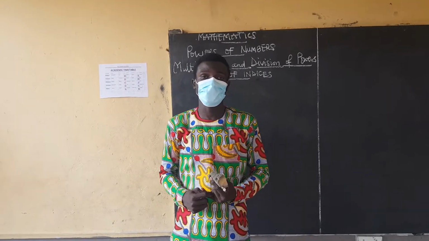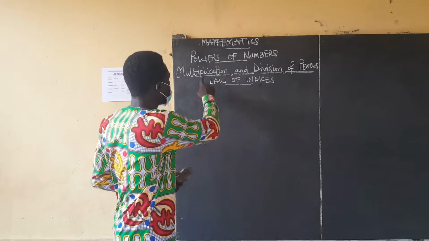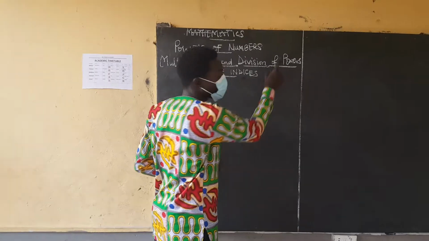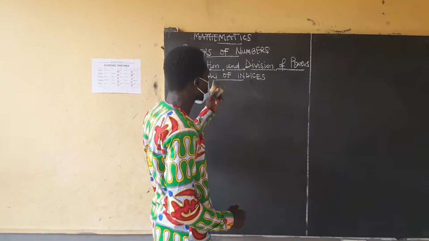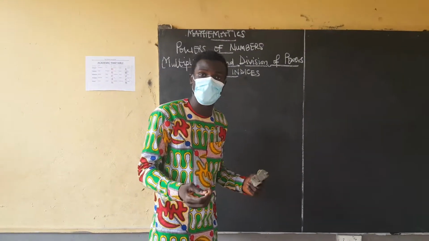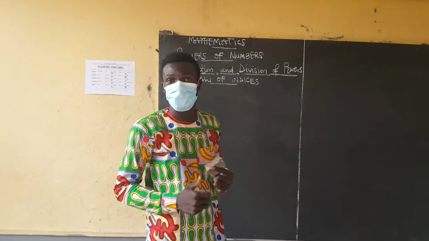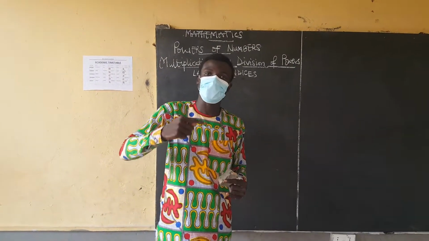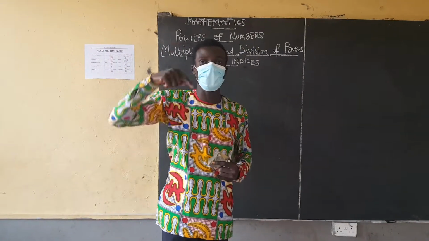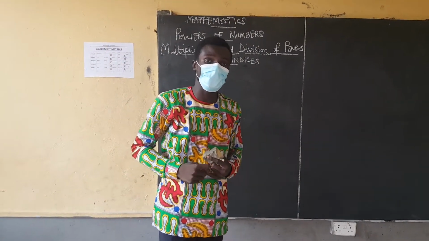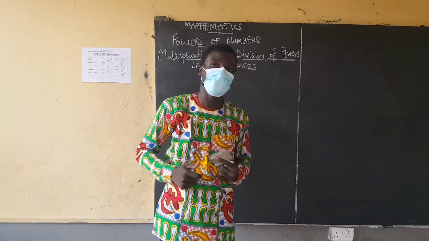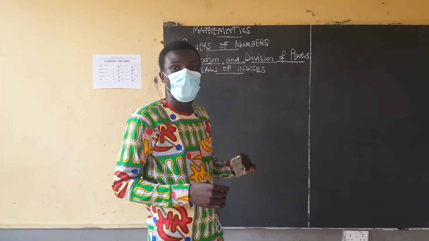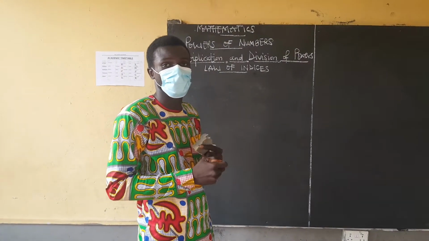So today what we want to talk about is multiplication and division of powers. One will ask, what is a power? A power or powers of numbers is a number having another number on top, or an exponent. That number on top, we call it index, we call it exponent, or raised to the power. So we want to look at how to divide and multiply powers of numbers.